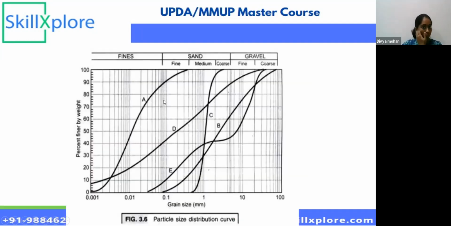While seeing this diagram, we can get an idea of how the graphs will be. Say for example, take this graph D. This graph D will have a particle size ranging from 0.001 to 100, for example nearer to some 30 to 40 mm size. It will have all the range from here to here. So this will be a well graded soil. Okay, this will be the most well graded.